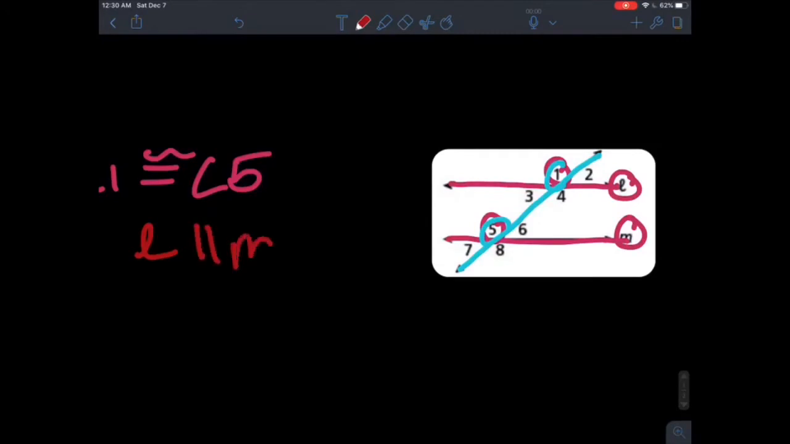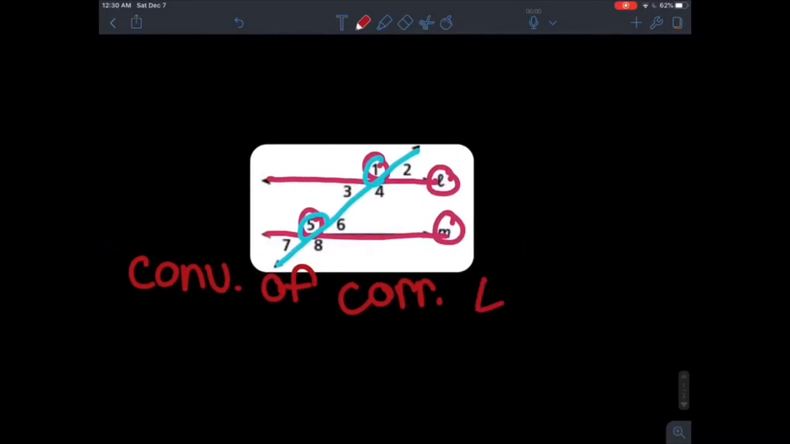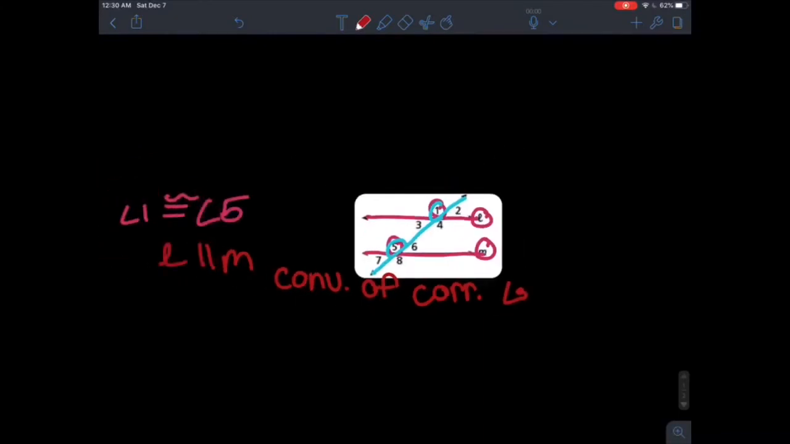So we're going to put L parallel to M using converse of corresponding angles postulate.